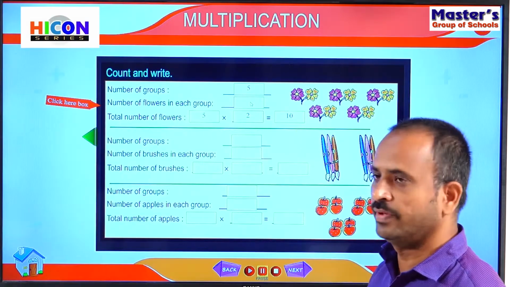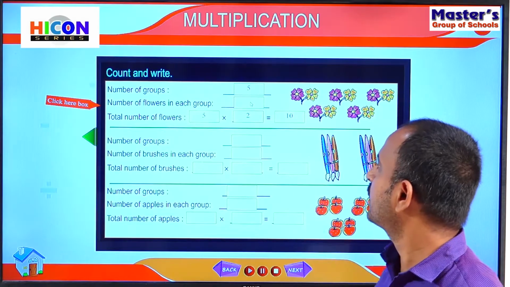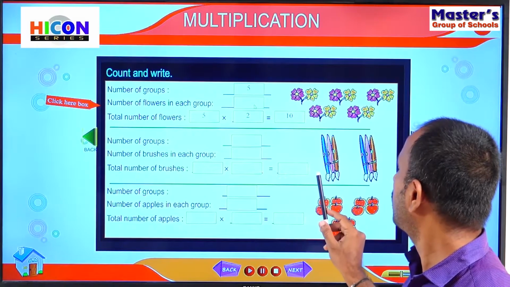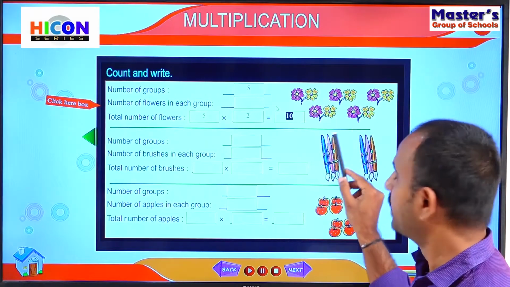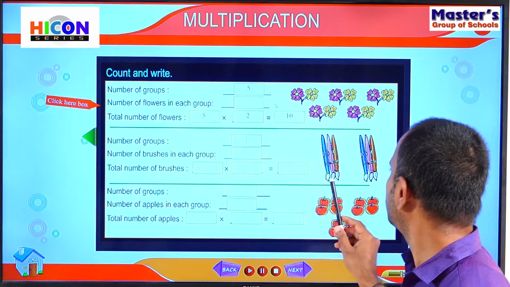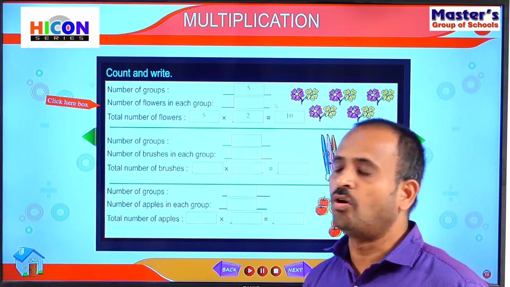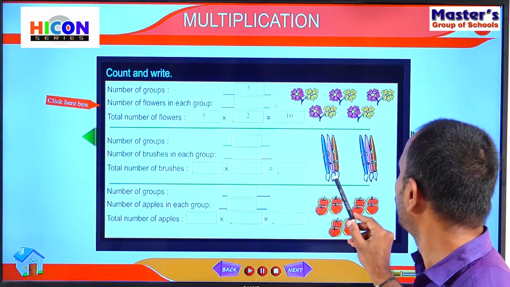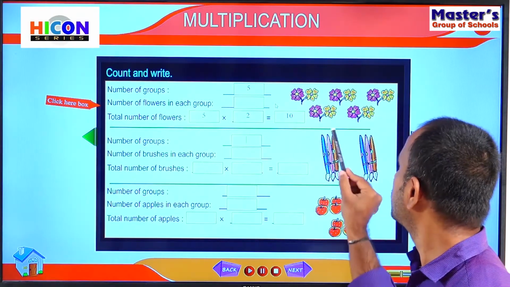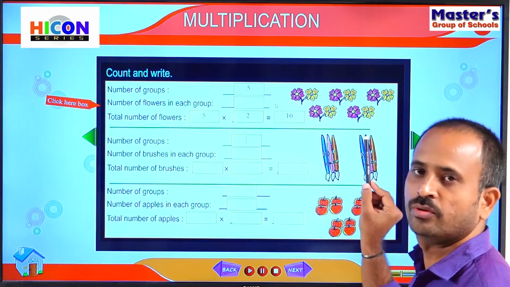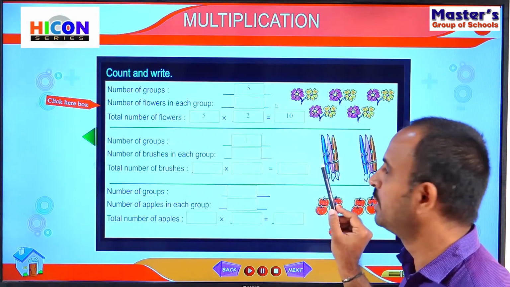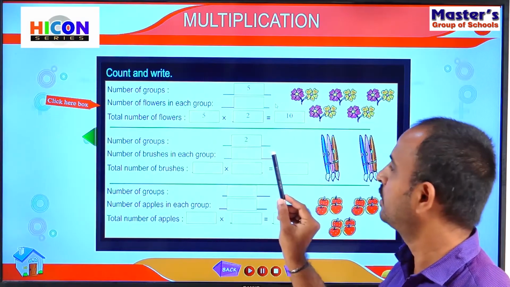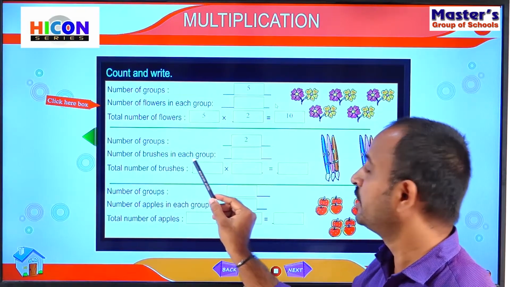So children, in this way, write the answer for the second problem. What is the second problem? Here you are observing some brushes. Paint brushes you are observing in the second problem. How many groups of paint brushes are there? Here you are observing 2 groups of paint brushes. This is the first group, this is the second group. That is, the number of groups is equal to 2. So write 2 here.